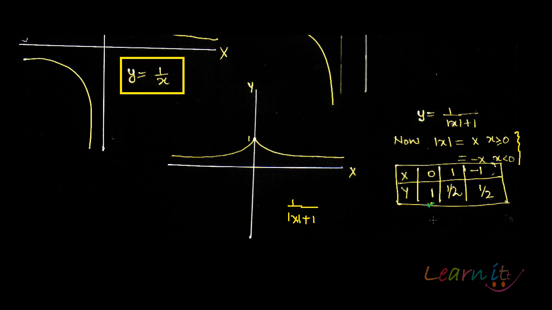What happens when x is 1? When x is 1, mod x again is 1. So 1 plus 1 will make it 1 upon 2. So you will have the y value 1 upon 2. Now the question arises, when I have a negative x, what happens to the functional value? When I have x equal to -1 and I put mod, -1 becomes 1, and I will again have the value 1 upon 1 plus 1, which is 1 upon 2. So I will have the same value.